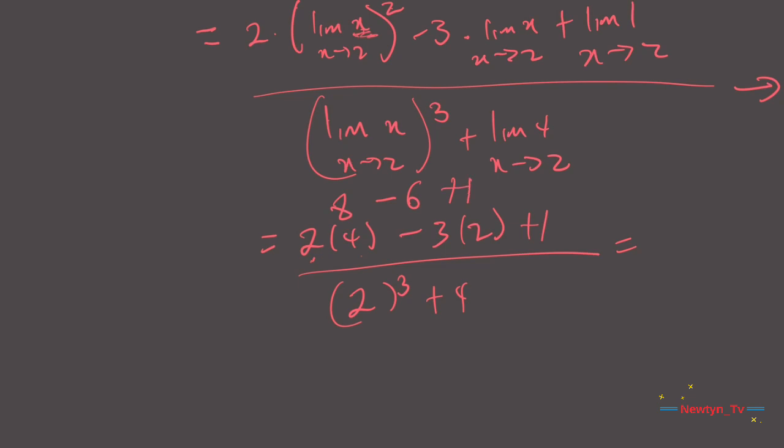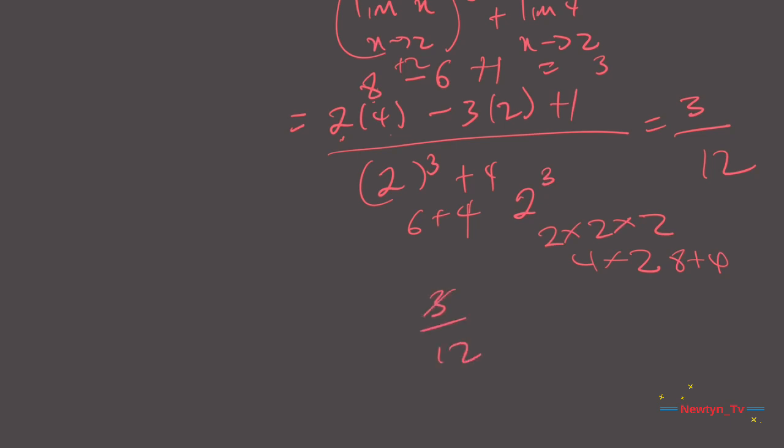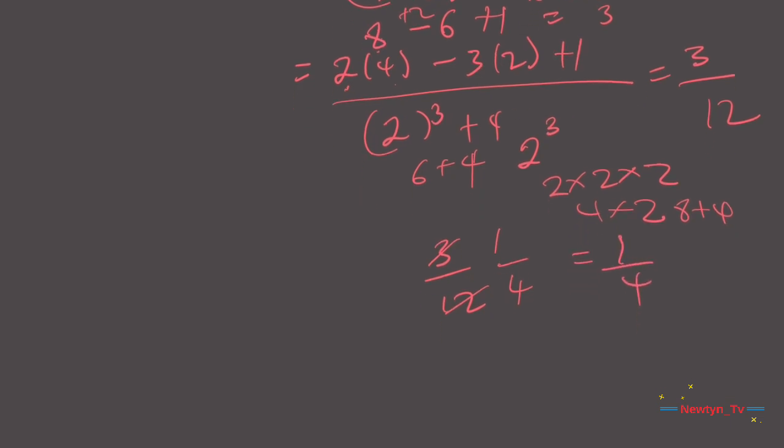This will be 8 minus 6 plus 1, which gives 3. On the bottom, 2 to the power 3 gives 2 times 2 times 2, which is 4 times 2, which is 8, plus 4, which is 12. Therefore we have 3 over 12. When we break it down, we get 1 on top and 4 on the bottom. So the answer is 1 over 4. Very simple. We can see that after using all the limit laws, we arrive at this answer.